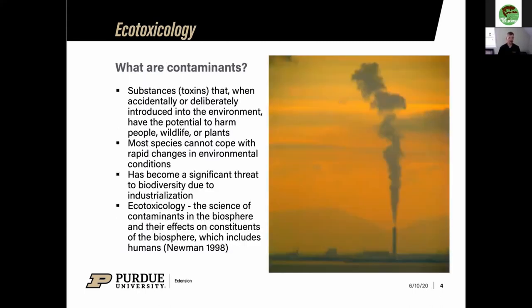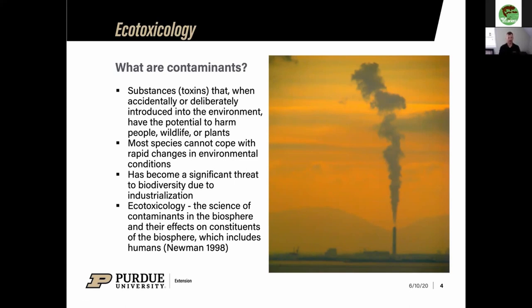So contaminants, what are these things? They're substances. Typically, we think about them as toxins that, when they're introduced into the environment, have the potential to harm people, wildlife, or plants. Now, as I mentioned, we tend to think about these as toxins, but there's a variety of other types of substances that we might think about, including things like microplastics that are ending up in the environment. We also think about this in terms of maybe light pollution or sound pollution due to human activity. So this is, again, kind of a more broad term in terms of contaminants.